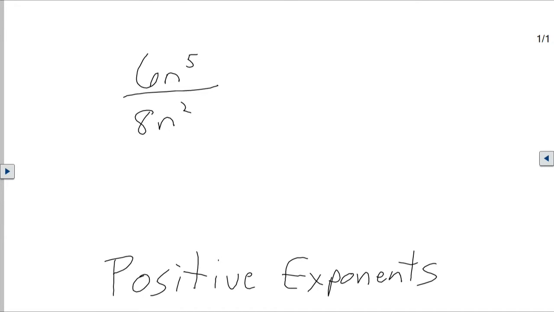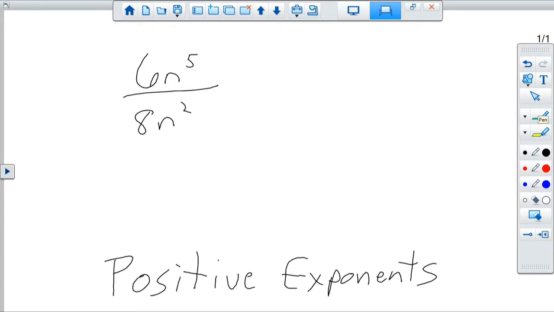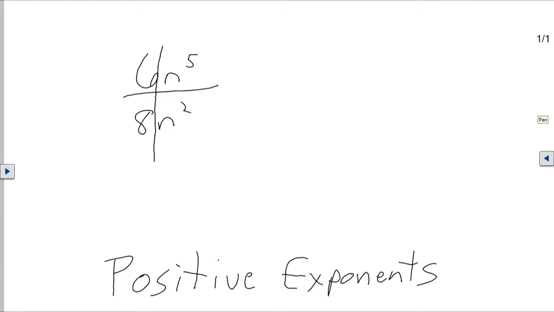Essentially, I'm going to split this into two groups: my numbers, my coefficients, and deal with those first, and then I'll deal with my variables and the exponents. So let's start with 6/8. If I just said simplify 6/8, we know that simplifies to 3/4, just simplifying a fraction. Those are both divisible by 2. So the same thing is going to work here. We're just going to make the coefficients 3/4.